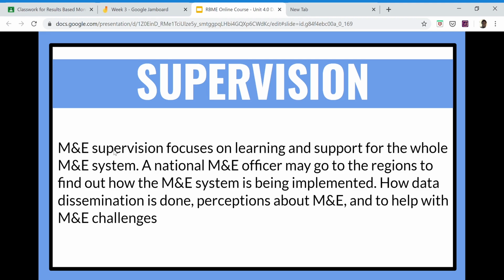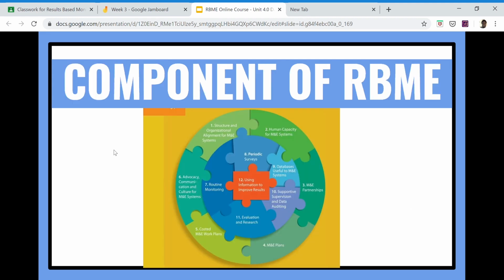So it's basically a part of learning and support system of an organization, of the M&E system of an organization. So just to note that this supportive supervision is not about implementation of a project or a program. It is only about the implementation of the M&E system, which is actually the 12 components.